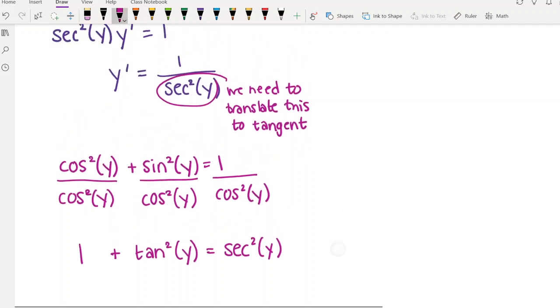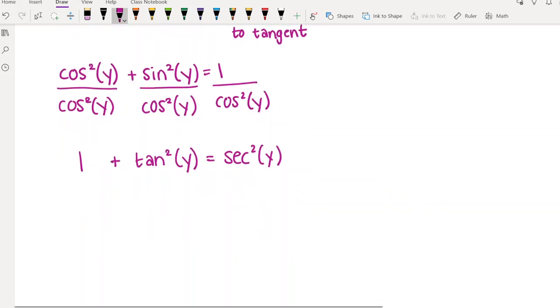Okay, so this is great because secant squared of y is exactly what we have, right? So now we can go back to our derivative and say y prime is equal to 1 over 1 plus tangent squared of y.